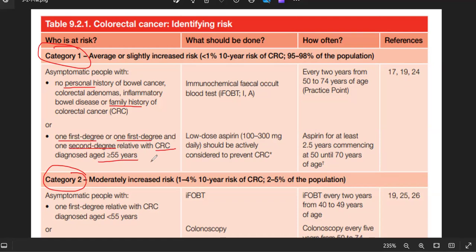First degree means your parents, your siblings, and your offspring or children. These are all first degree relatives. Okay, so parents, siblings, and children. Who are second degree? Maternal uncle, paternal uncle, aunt, okay, grandfather, grandmother. Those are all second degree relatives. So we say that 1 first degree or 1 first degree, 1 second degree relative diagnosed with colon cancer after 55, they are also low risk.